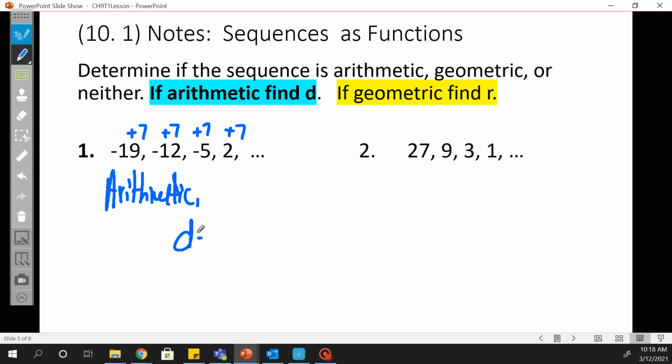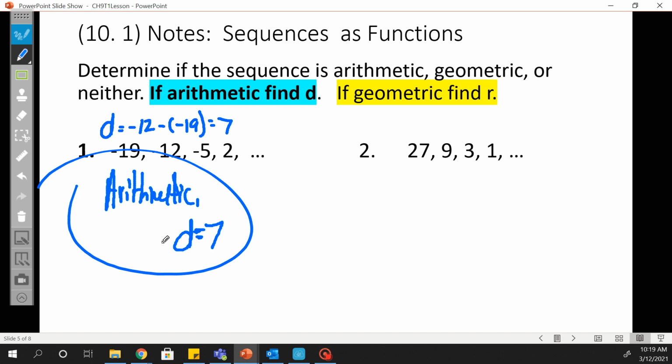The common difference here is 7, and you can calculate that common difference by taking a term and subtracting the previous term. So for instance, I can do d is equal to, I can take a term, negative 12, and I can subtract the previous term, negative 19, and I will get 7, which is my common difference.